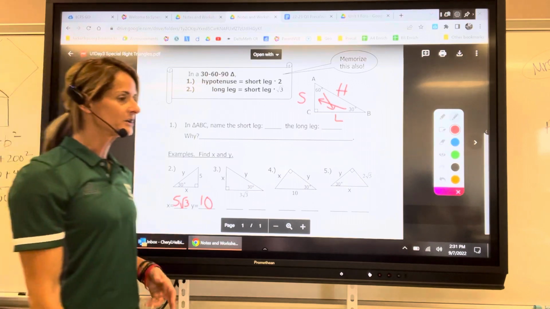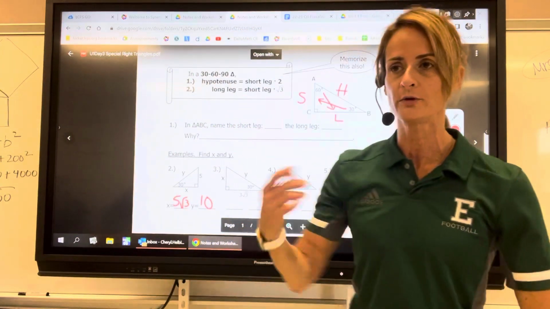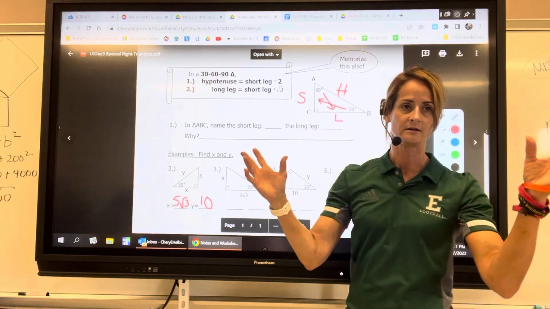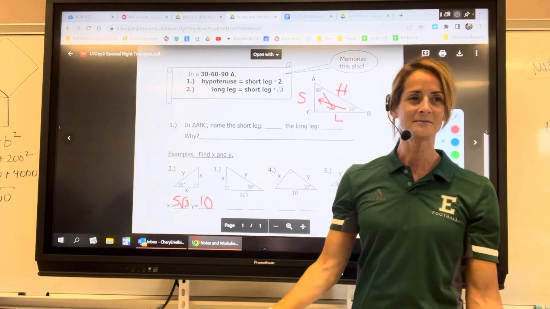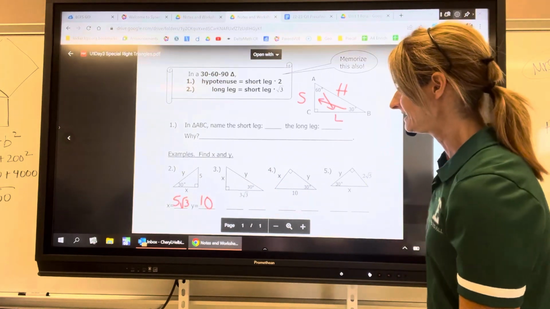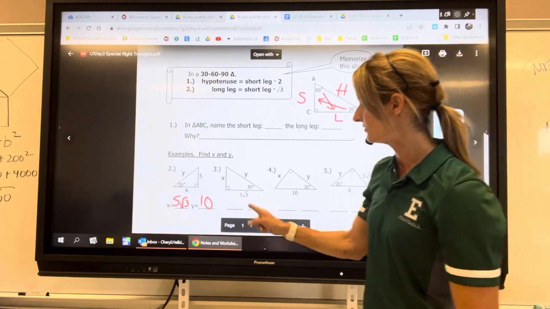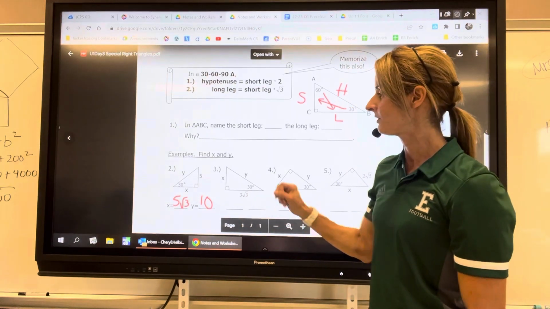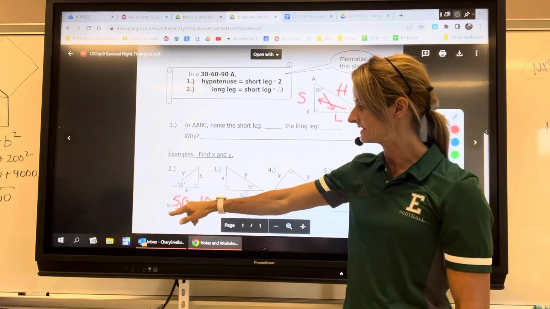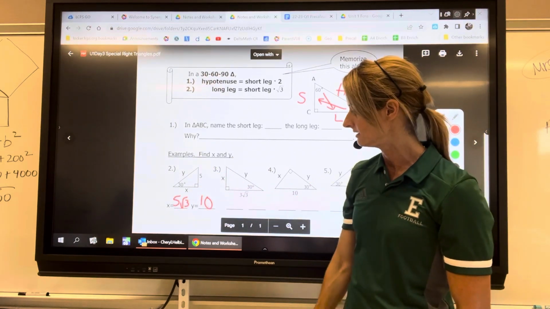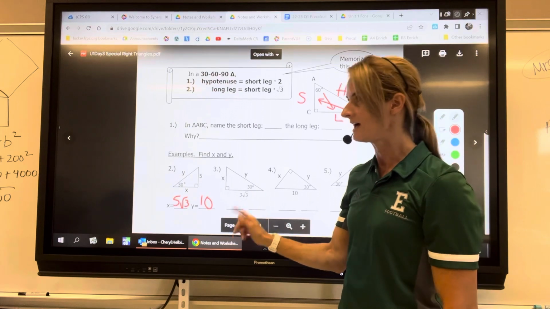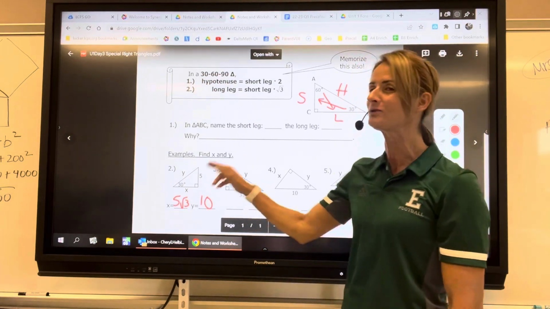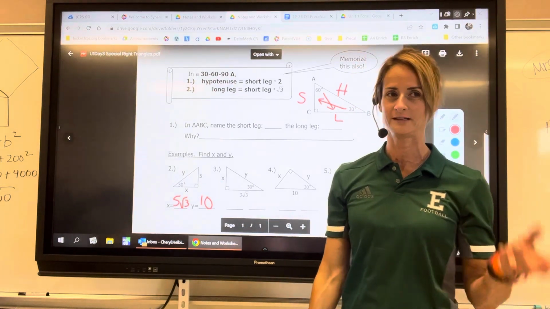So it's easy when you're given the short leg because you just either multiply by root 3 or times 2 and you're done. However, sometimes they don't give you the short leg. Like in number 3, they give you the long leg. So to go from the short leg to the long leg, we multiply by the square root of 3. So to go from the long leg to the short leg, we're gonna have to divide by the square root of 3. Is everybody with me?